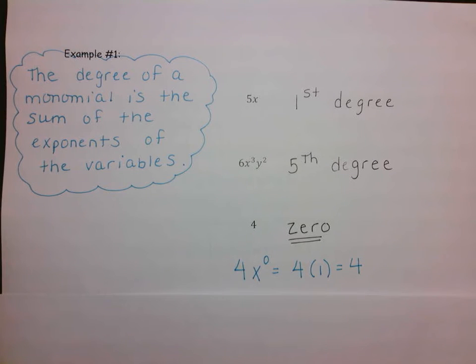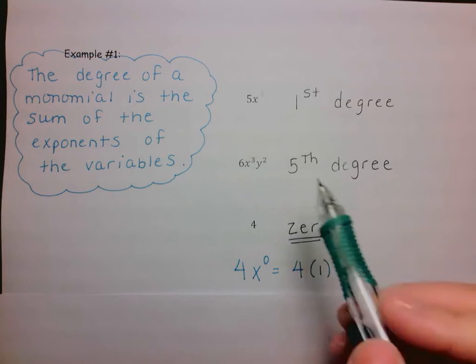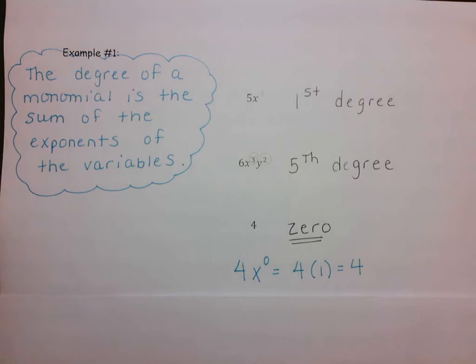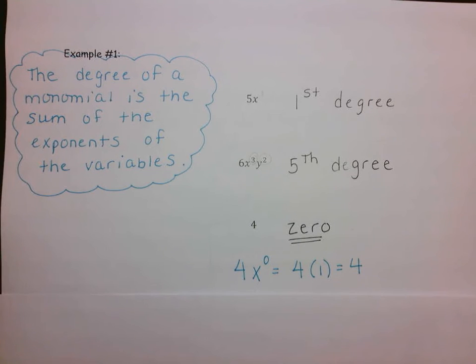Example number 1, finding the degree of a monomial. The degree of a monomial is the sum of the exponents of the variables. So in the first example, 5x, that is a first degree monomial, because the exponent here is 1. The next example is a 5th degree monomial because the degree is the sum of the exponents of the variables.